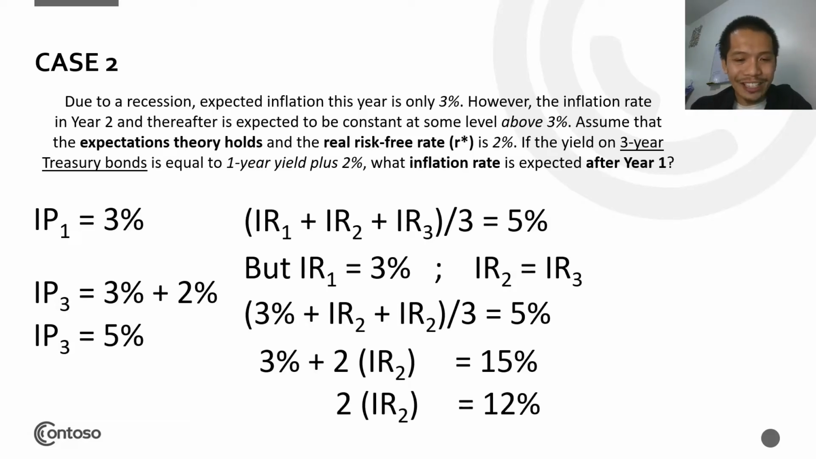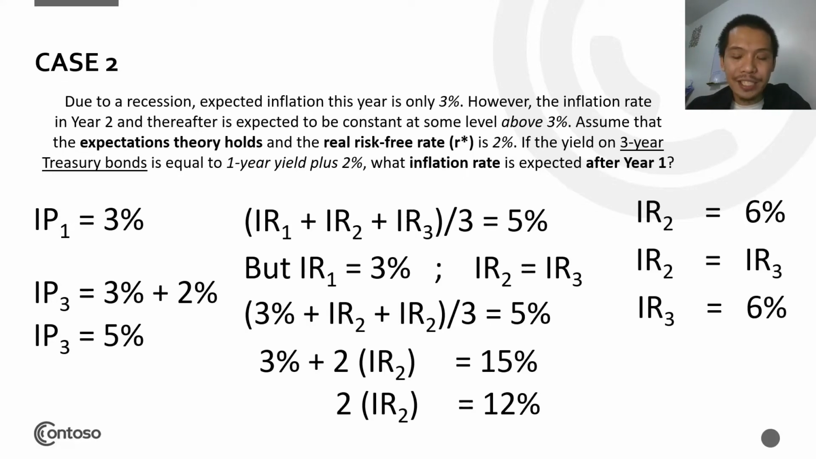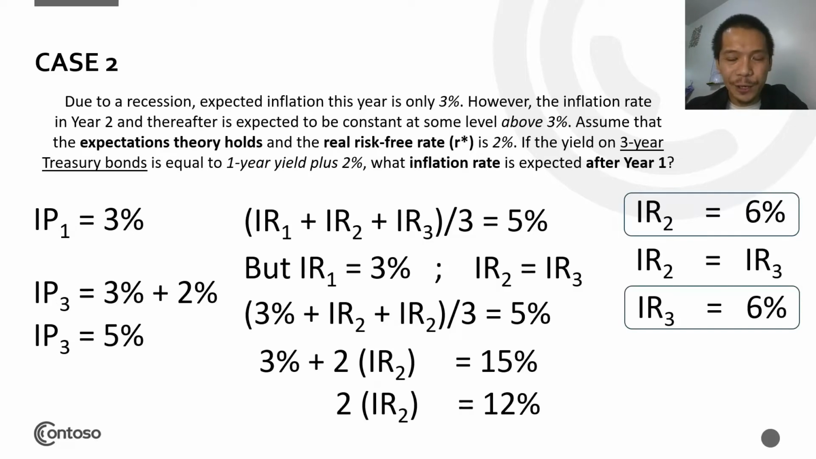2 times IR sub 2 is equal to 12%. IR sub 2 is therefore 6%. IR sub 2 is equal to IR sub 3. Hence, we know that IR sub 3 is also 6%. The inflation rate after year 1 is therefore expected to be 6%. So that's it for case 2.